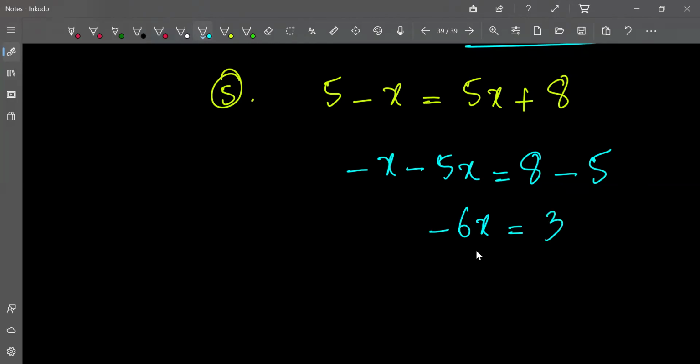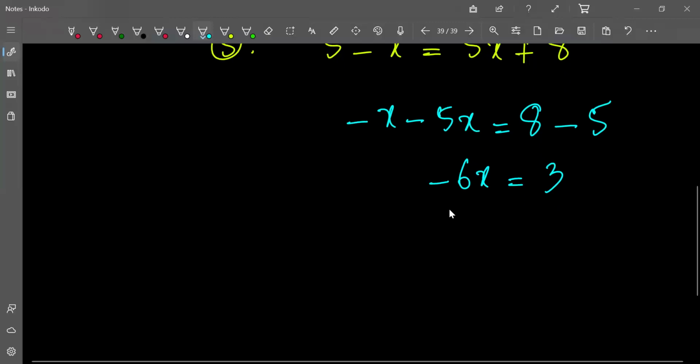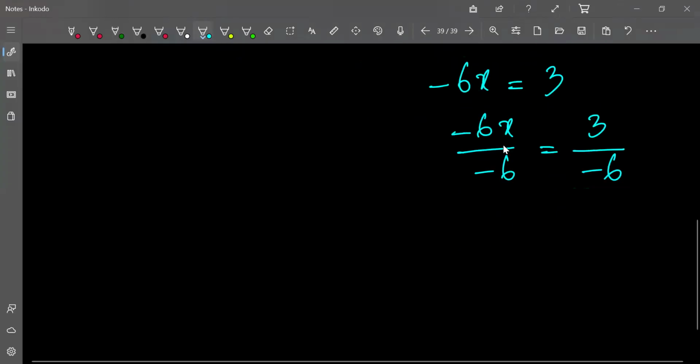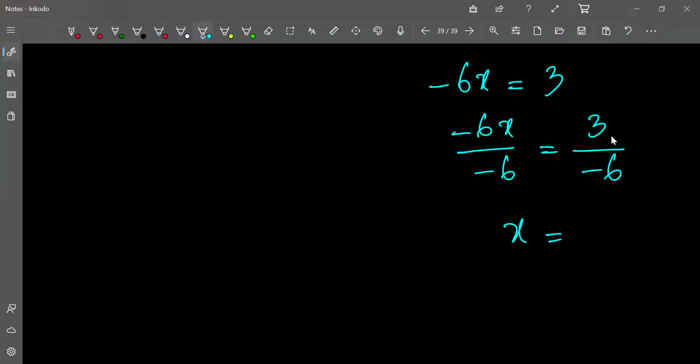So now let's divide both sides by the coefficient of x. So we get negative 6x divided by negative 6. And the right side, we also divide by negative 6 as well. Okay, so negative 6x divided by negative 6 is x, and 3 divided by negative 6. We can also simplify it.